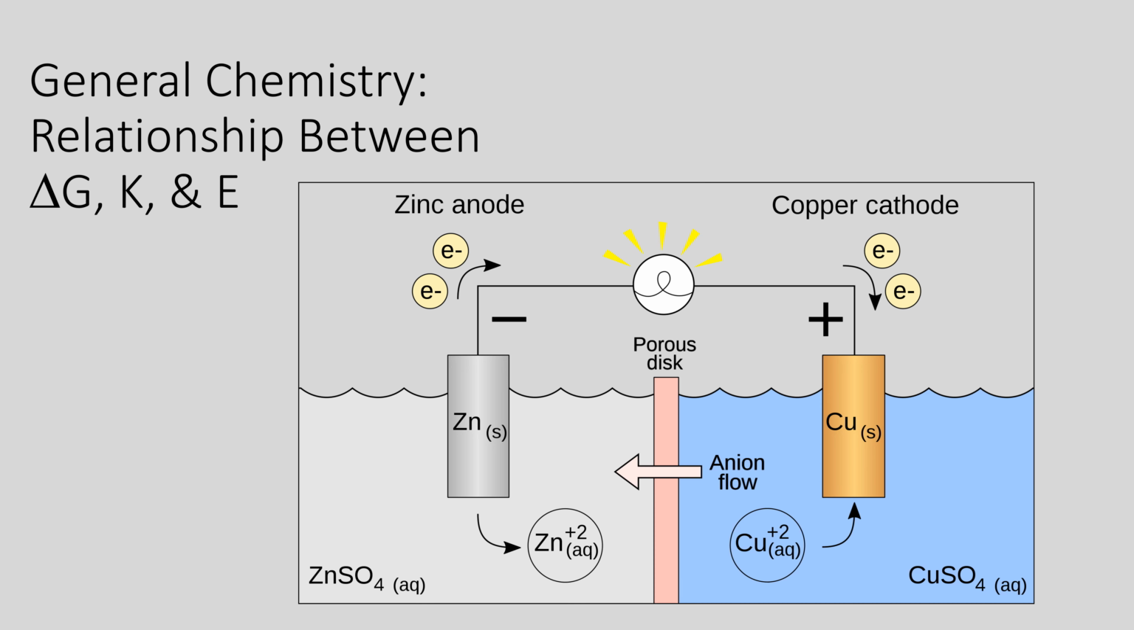These electrons then recombine at the copper cathode with copper ions from solution to make copper solid. And then anions flow across our porous disk, which is acting as a salt bridge to balance the overall charge in solution.